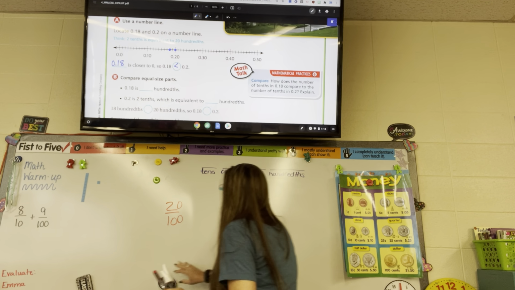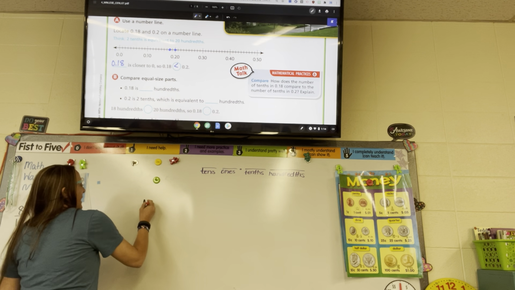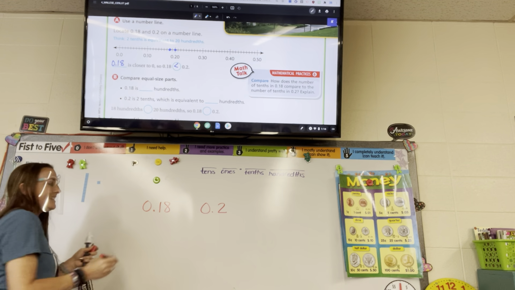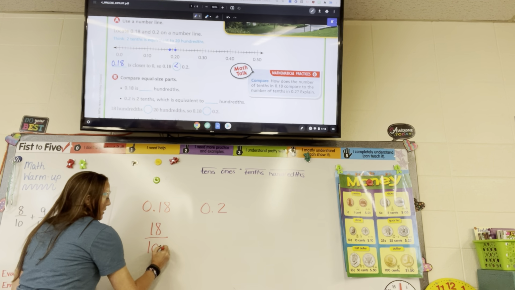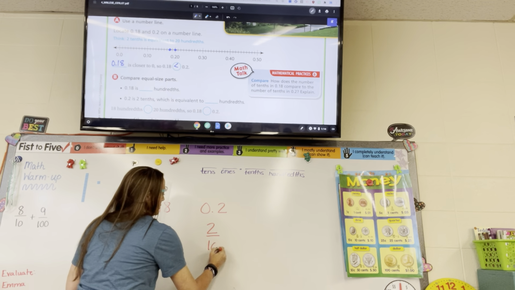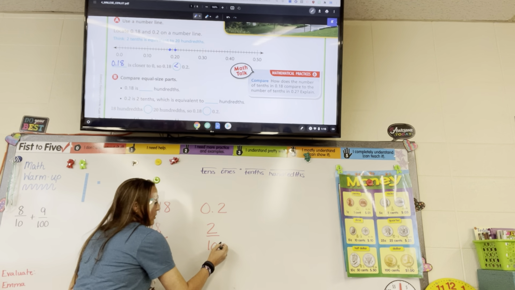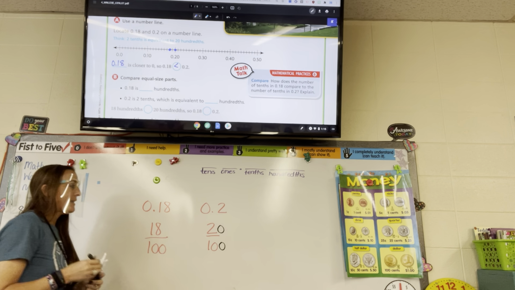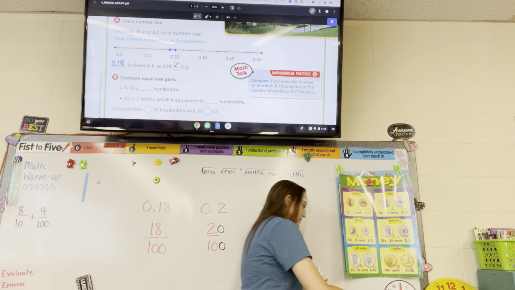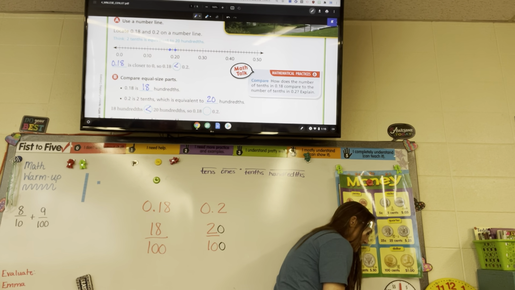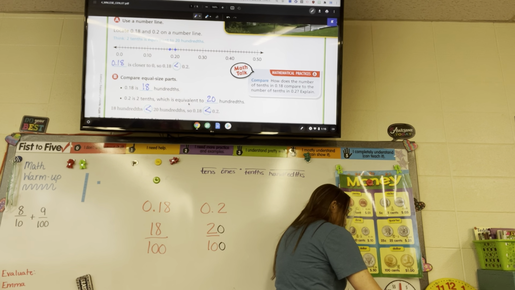Another way is to compare equal size parts. So we have 18 hundredths and 2/10. 18 hundredths written as a fraction is 18 over 100. 2/10 written as a fraction is 2 over 10. We can turn two-tenths into hundredths by multiplying by 10, which ends up being the same as adding a zero to the top and bottom. So 0.18 is 18 hundredths. 0.2 is 2/10, which is equivalent to 20 hundredths. Since 18 hundredths is less than 20 hundredths, then 0.18 is less than 0.2.